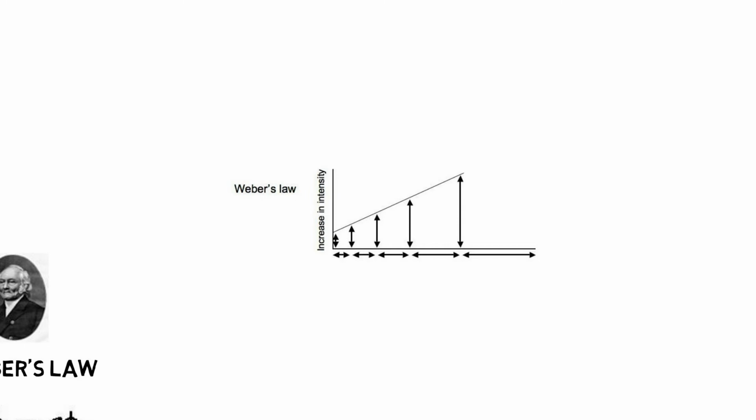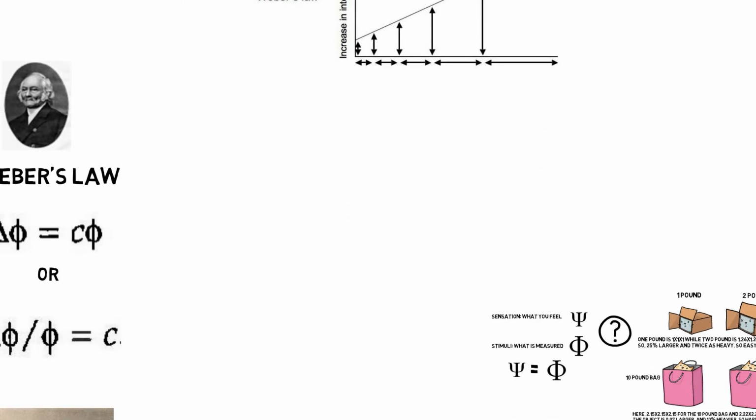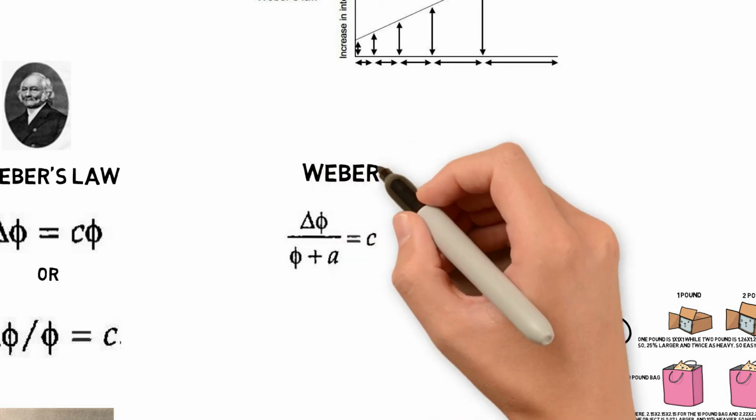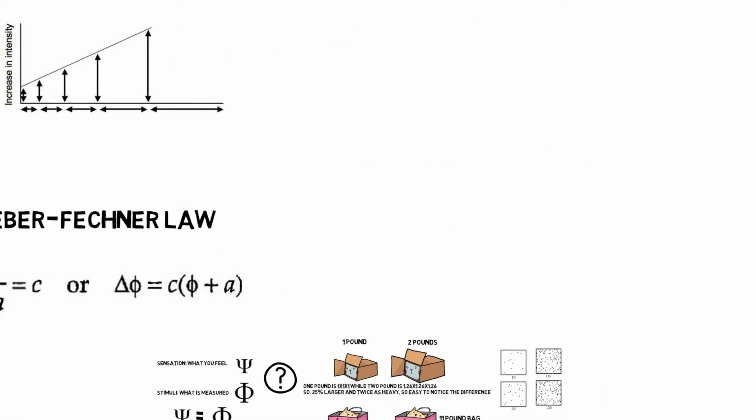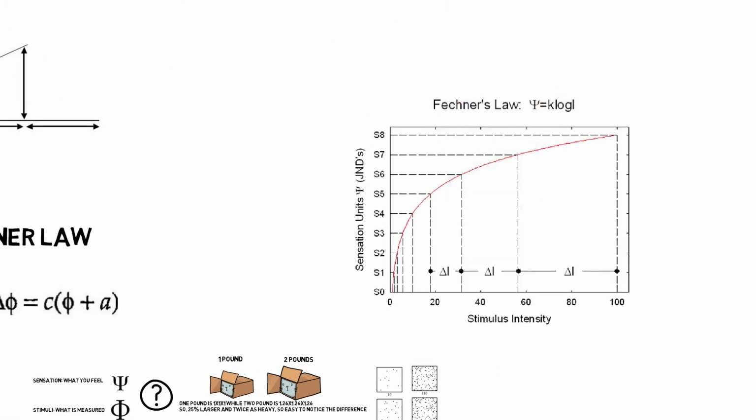So, Fechner contributed a change to the law. Fechner stated that delta phi equals c times phi plus a qualifier with a very small value, a. At intermediate levels, a contributes minimally to the equation. At or near RL, a makes a difference and brings Weber's law values more consistently with the data. This is Weber-Fechner law.